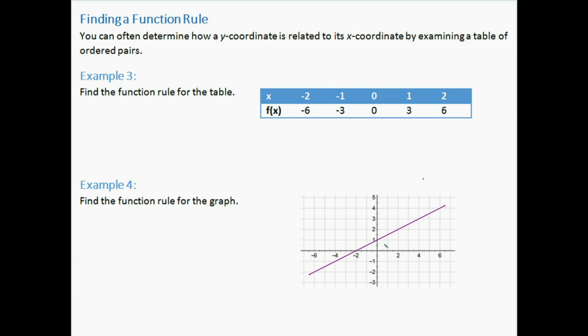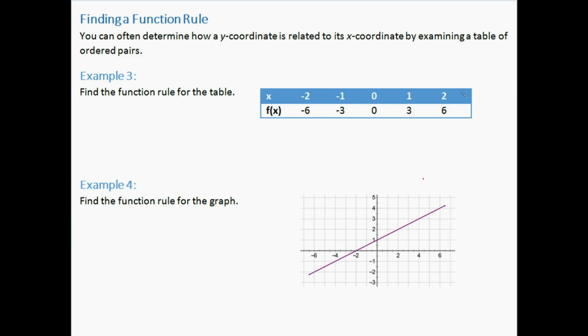As we see in this next slide, we're going to be finding function rules. So it says you can often determine how a y-coordinate is related to its x-coordinate by examining a table of ordered pairs. Here we see several ordered pairs in this table. In example 3, we have -2 is paired with -6. We have the point -2, -6, -1, -3, 0, 0, 1, 3, and 2, 6. And we want to find some relationship between these.